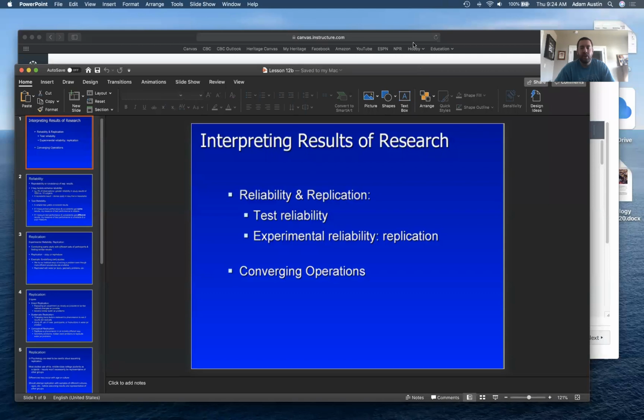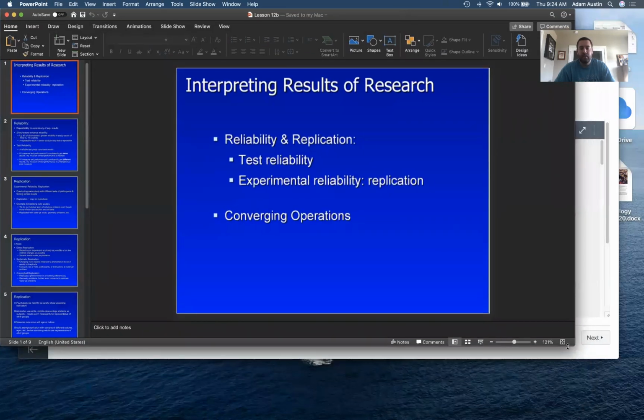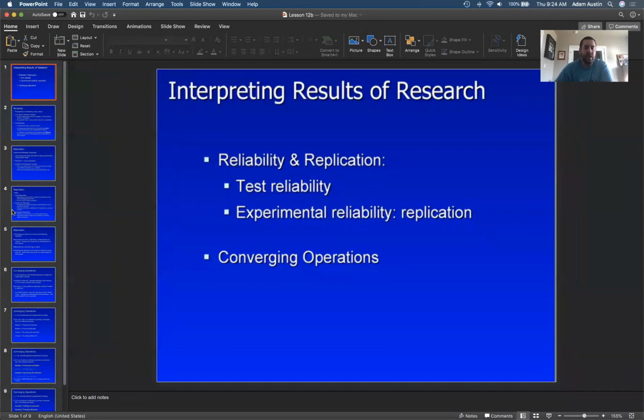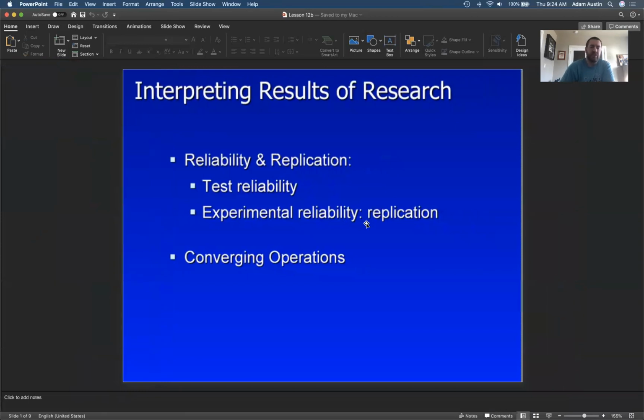Okay, so I want to switch over then to the other PowerPoint that's talking about interpreting results. And this one's going to look at convergence and reliability.